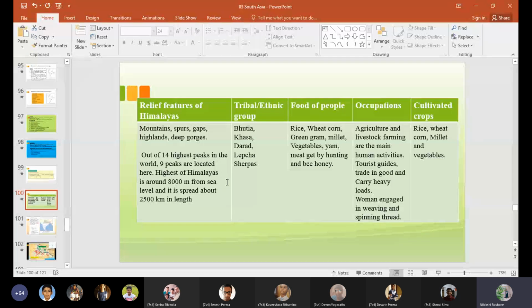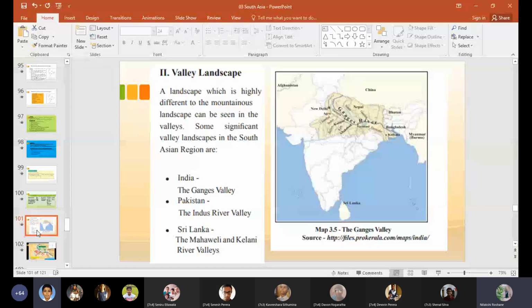So today we are going to discuss the valley landscape. Do you have any questions? Teacher, can we do two presentations, teacher? No, you have to pick one. Whatever topic you select, you can do it with more details. I mean, don't try to cover all.